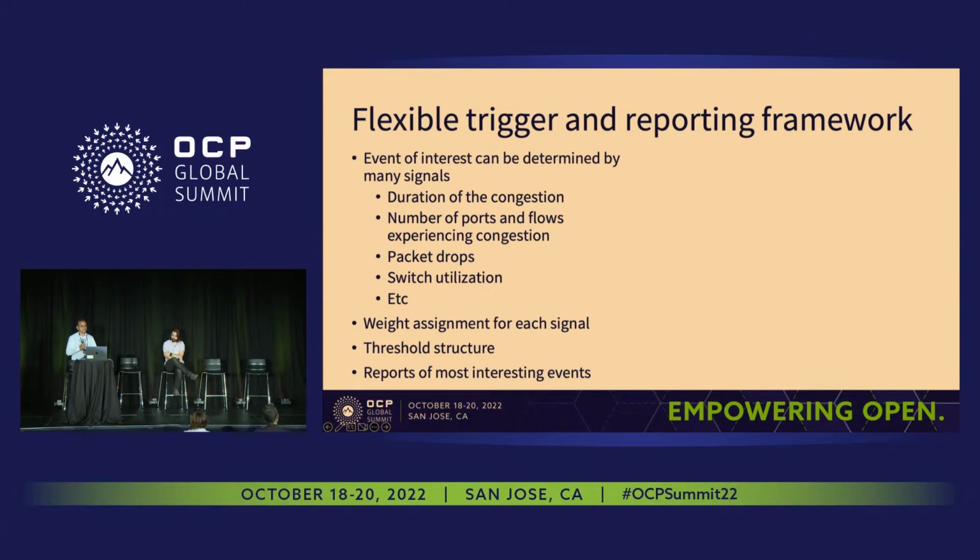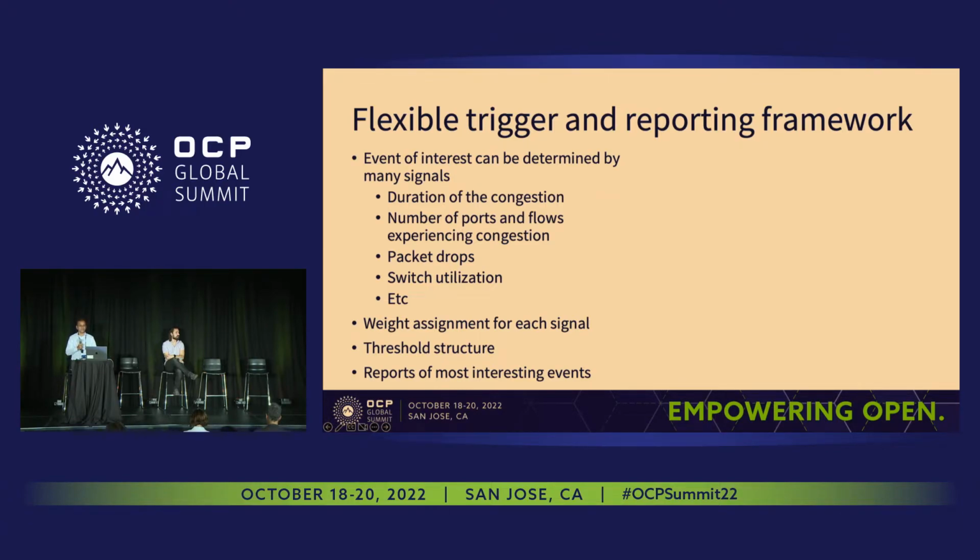The next one is, okay, now you have events and you're tracking all these statistics at nanosecond level. Then what are the ones that are interesting? How do you weigh these signals? There's another flexible trigger and reporting framework that is available in the switches, where you can define metrics or weights based on the duration of the congestion and various other items. It could be based on the switch utilization, packet drops.